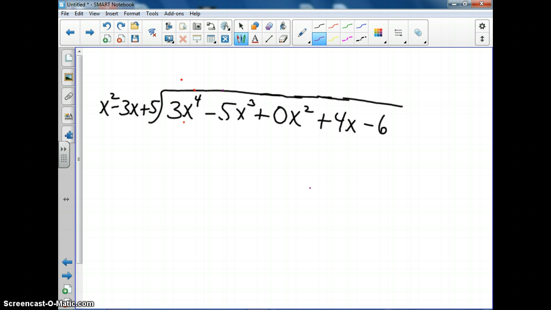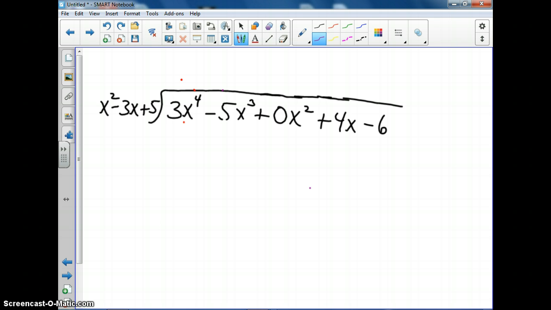Now, you see what the note says? That every term has to be represented. So you see, I got a 4th power, I got a 3rd power, but there's no 2nd power. So what do I have to put there? 0x squared, and you learned this earlier when we did synthetic substitution. And then I got 4x and I got minus 6.